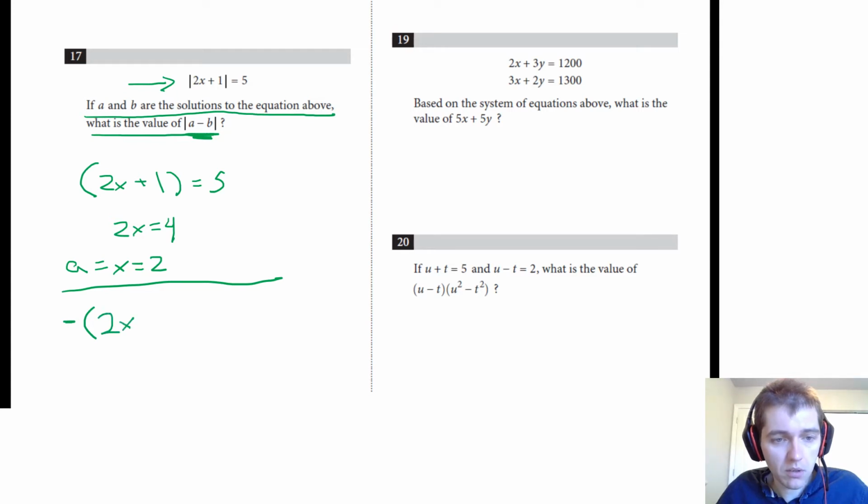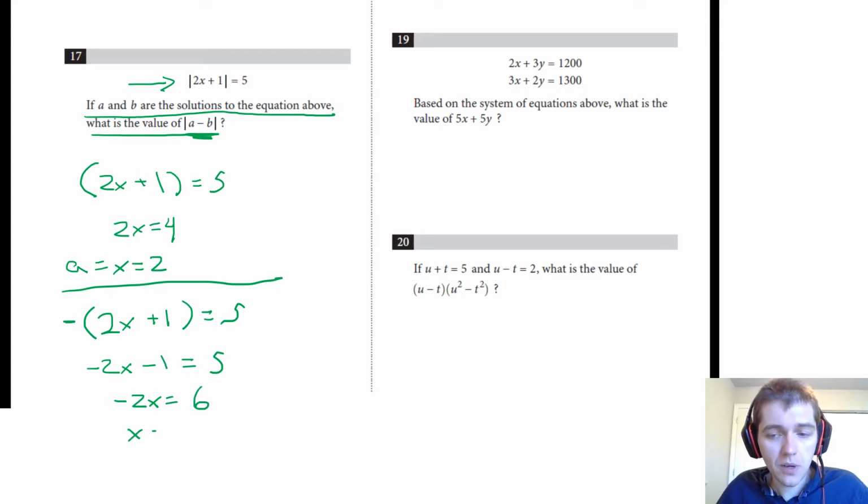So you'll have that 2x plus 1 is equal to 5. Go ahead and multiply that negative 1 through. We'll give you negative 2x minus 1 is equal to 5. Add 1 to both sides. Negative 2x is equal to 6. Divide both sides by negative 2. x is equal to negative 3, and we'll call that B is equal to negative 3. Now go back to what the problem's asking for, the absolute value of A minus B. So we have the absolute value of A, which we solved for as 2. Minus B will be minus negative 3.